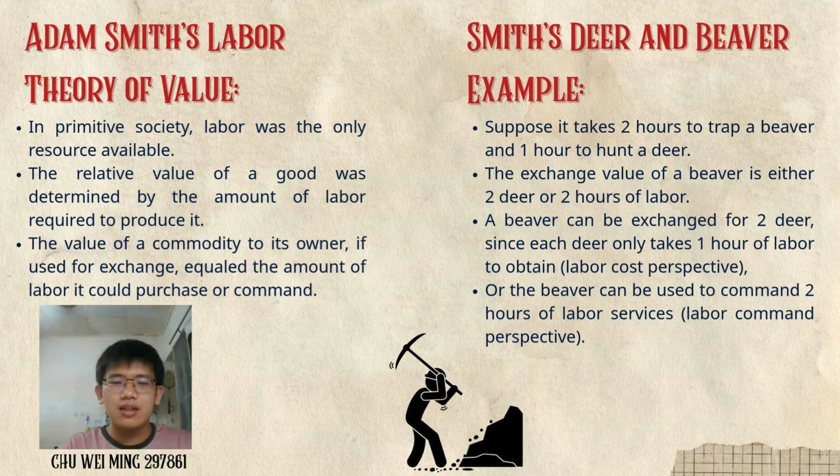So we look at the example about the deer and beaver. Suppose that it takes 2 hours to track a beaver and 1 hour to hunt a deer. So the exchange value of a beaver is either 2 deer or 2 hours of labor. This means that a beaver can be exchanged for 2 deer since each deer only takes 1 hour of labor to obtain, or the beaver can be used to command 2 hours of labor service.